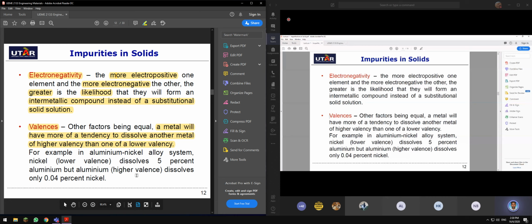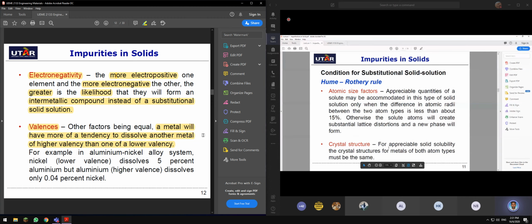Nickel, which has a lower valence, can dissolve 5% of aluminium. But on the other hand, aluminium, which has a higher valence, dissolves only 0.04 percent of nickel. So the host must have a lower valence. Please take note of this.